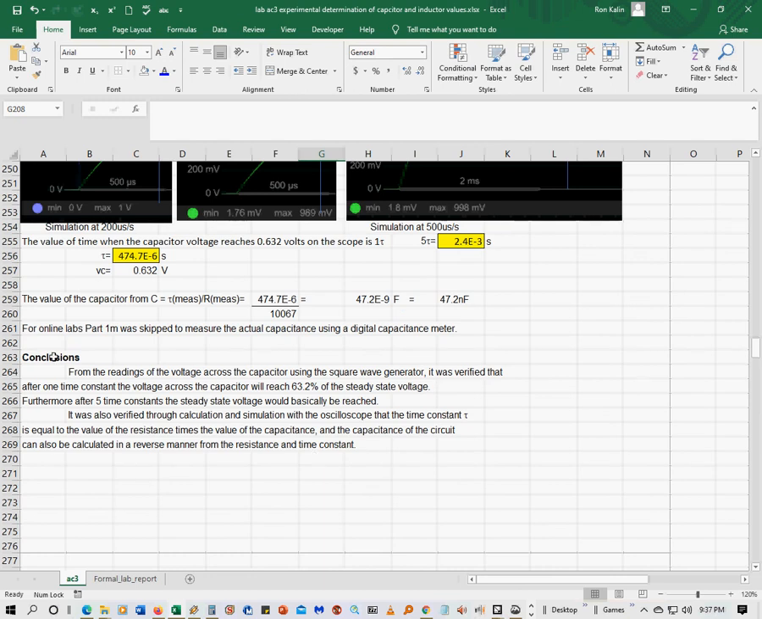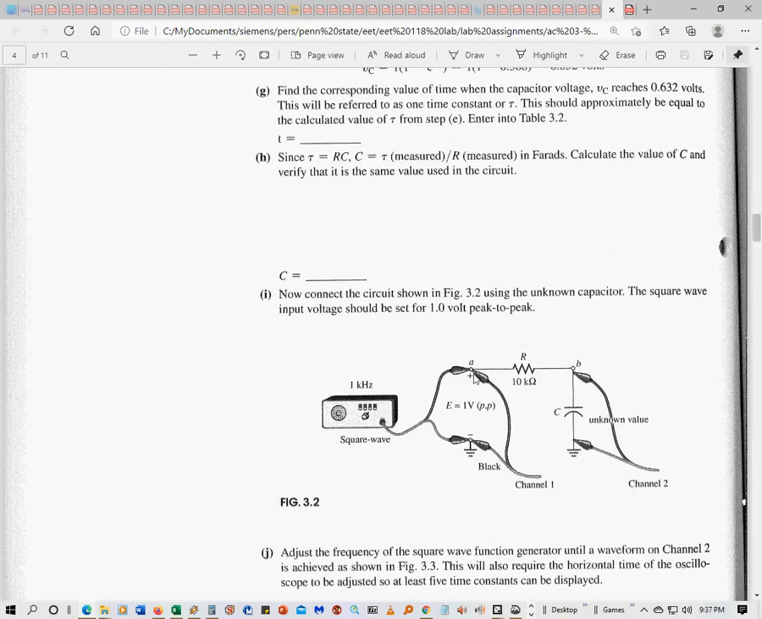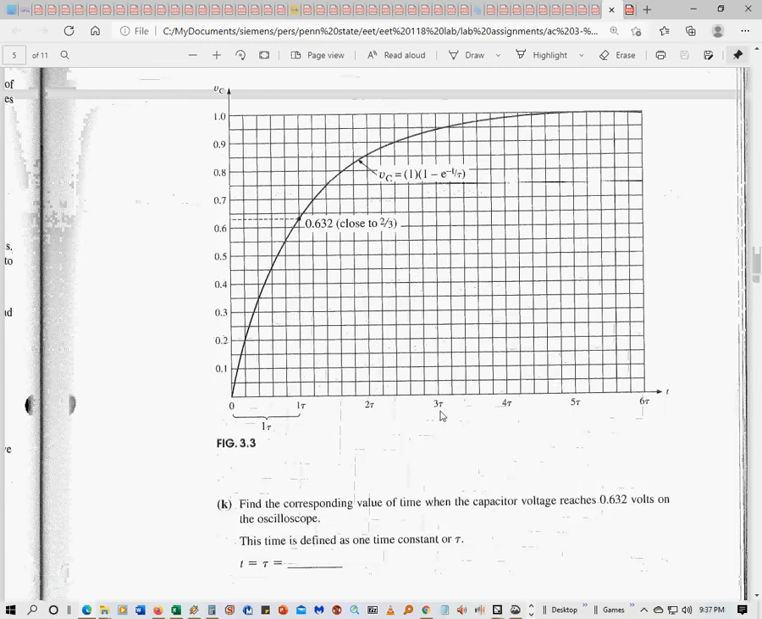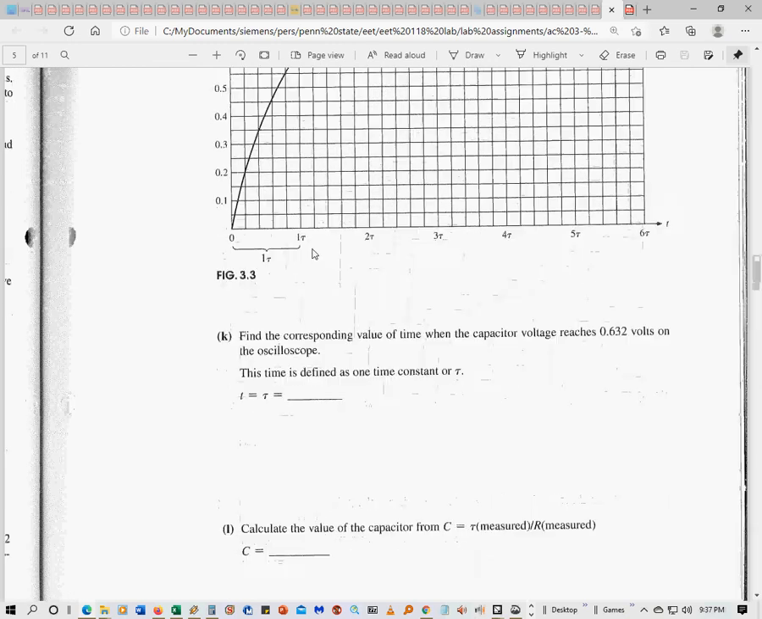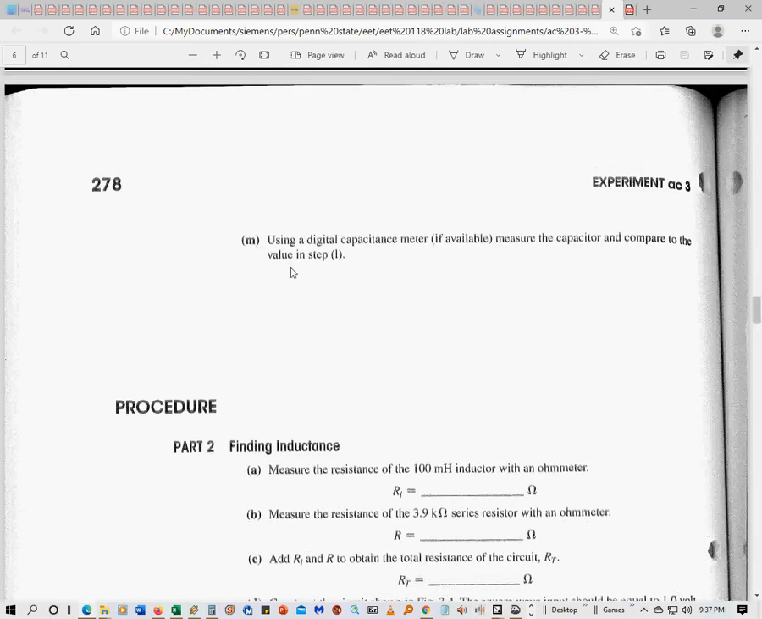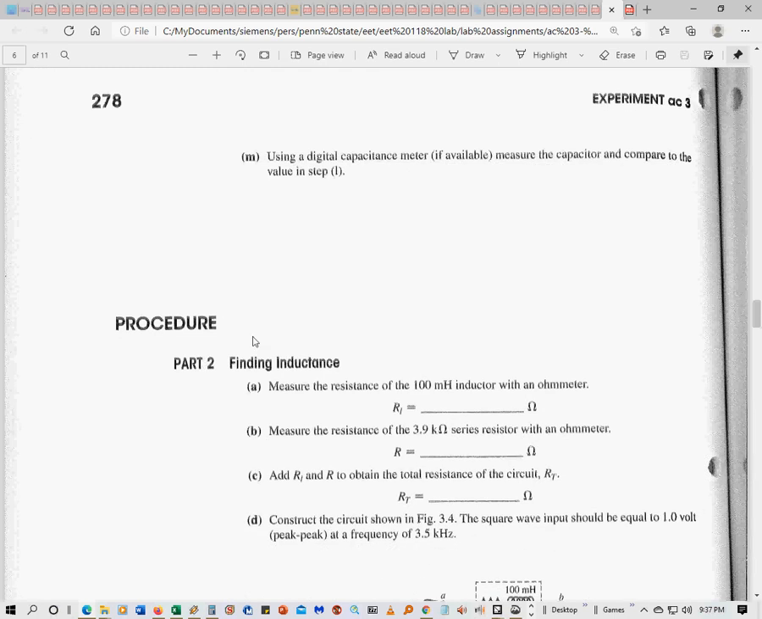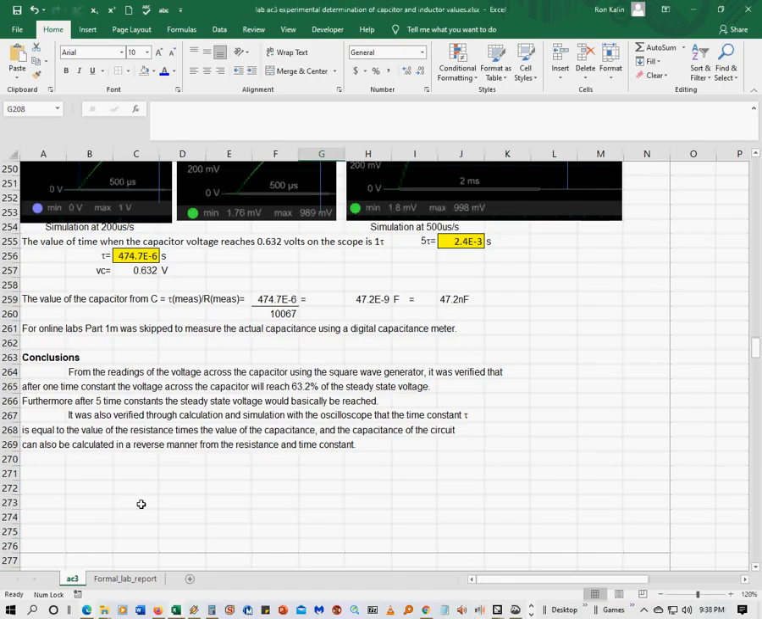So then I skipped, and if you go and read through this, this is what it's asking you to do. And I took a screenshot of that and found out what 1 tau is, and then calculated the capacitor. And then part M says using a digital capacitance meter, if available, measure the capacitor and compare it to the value in step L. Now, we don't have one online. Obviously, we know what the capacitor is, so I just skipped that part. And then on to part 2, which I'm going to let you guys finish.